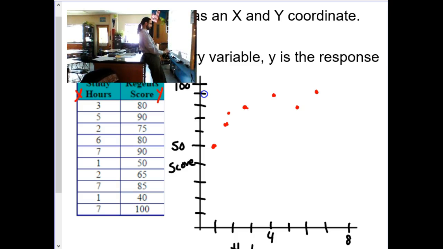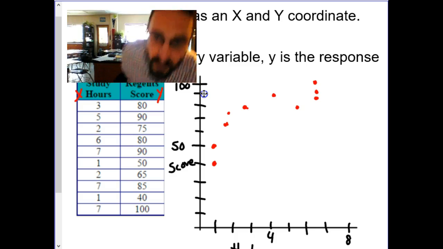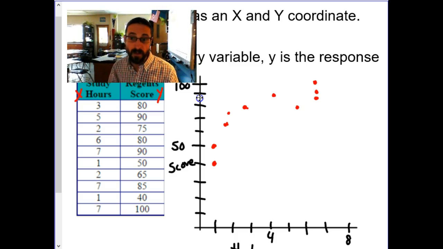those should be lined up with each other, 7 and 85, 5 and 85, 1 and 40, and 7 and 100. Wow, someone got a perfect. Good for them. So you can see I have successfully made a scatter plot.